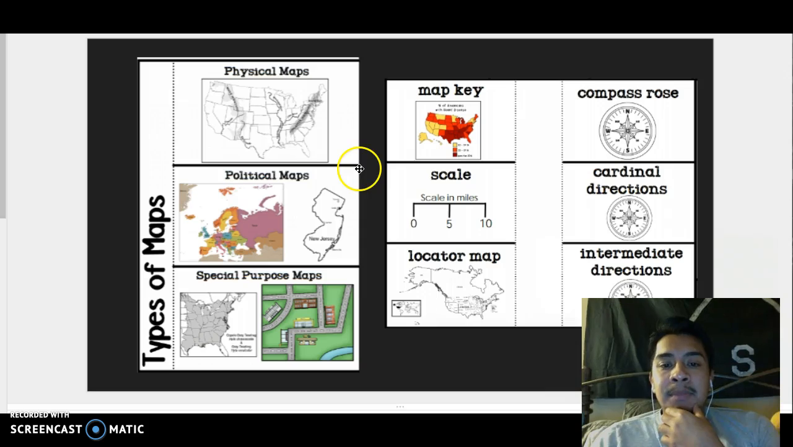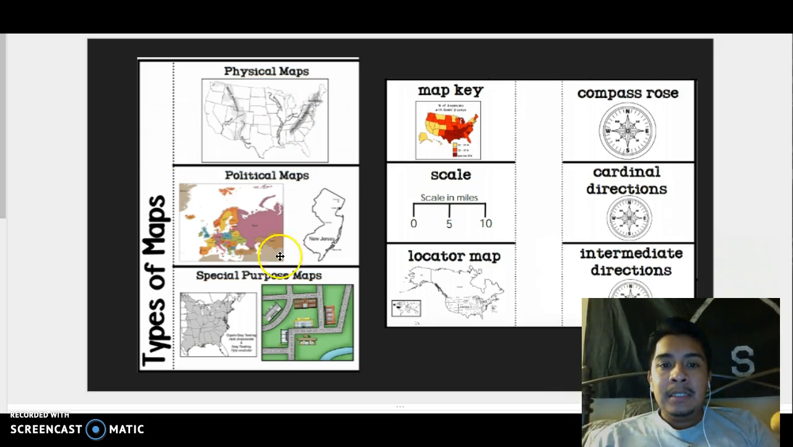When you cut this, please do not cut the dotted line that you see here. You're going to cut up to the dotted line. What that means is you're going to cut this up to the dotted line, this up to the dotted line, and so on. You're just going to cut the black line and not the dotted one. You need this part to glue into your interactive notebooks.